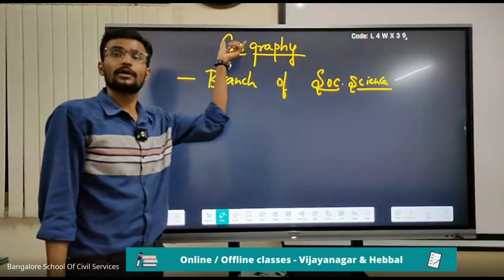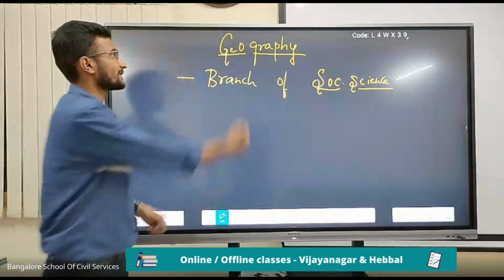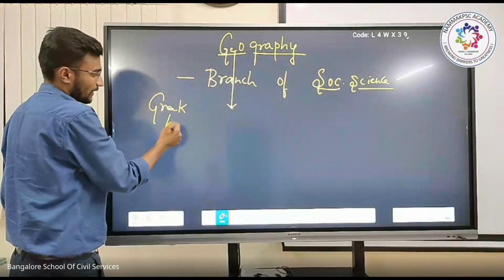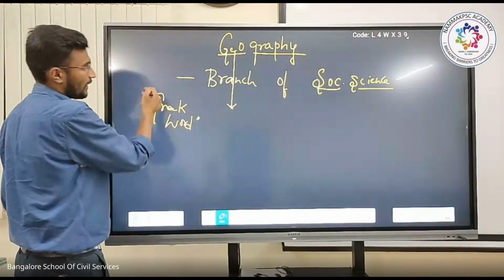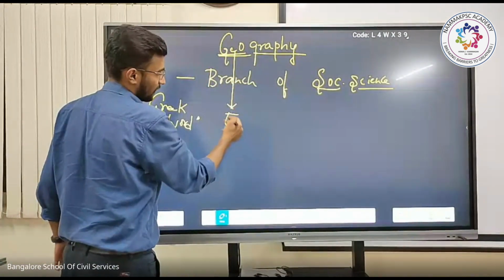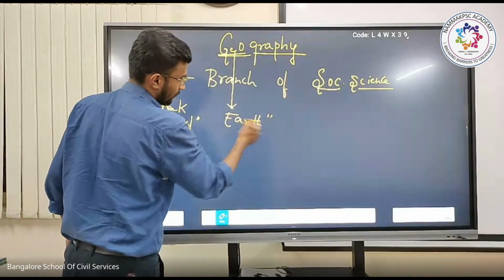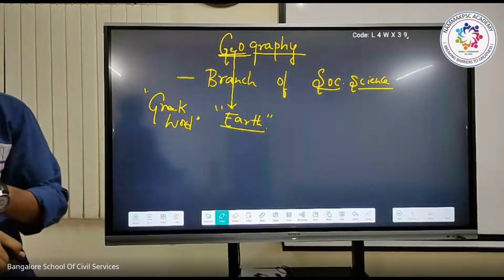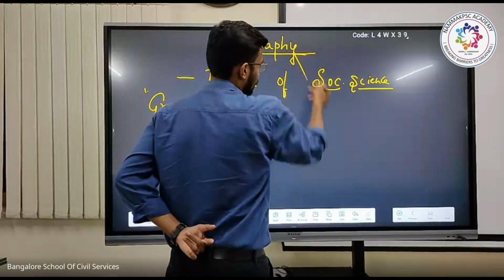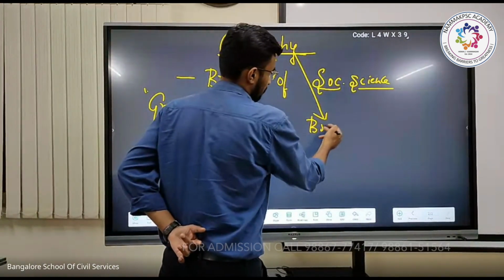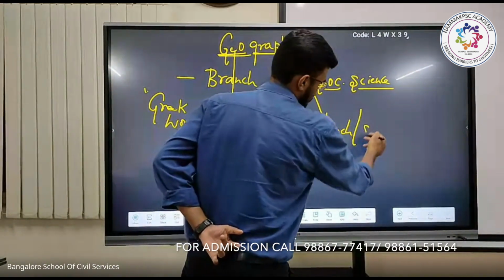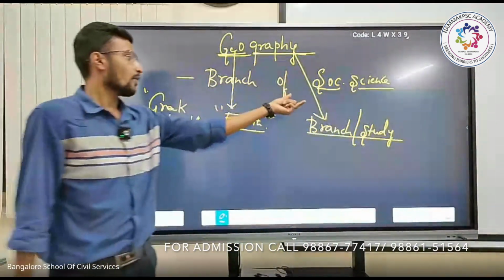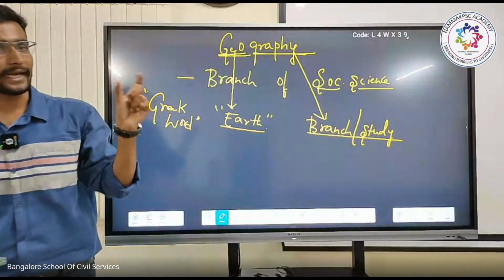Now, what does geo mean? Geo is nothing but earth. It is a Greek word, which means earth. Whereas graphy means a study. It's a branch where we'll be studying, or I can say a study. We'll be studying in detail about the earth.